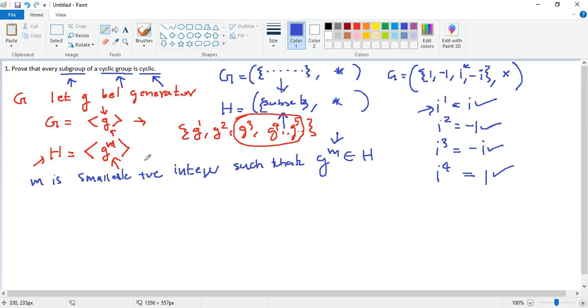So let's take an arbitrary element in H, right? Some other element in H other than g^m, and let's call it g^k. Now, to continue with the proof, you also need to know Euclid's division lemma, which says you can express any positive integer as the divisor times quotient plus remainder, right?